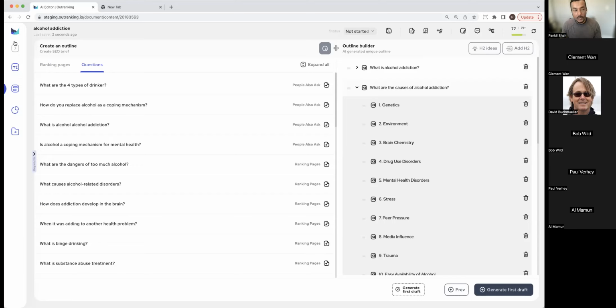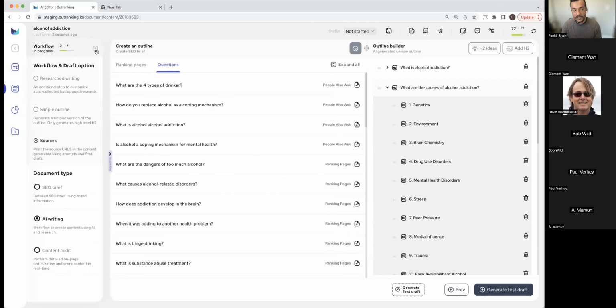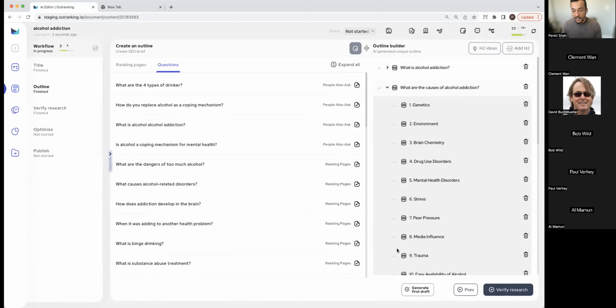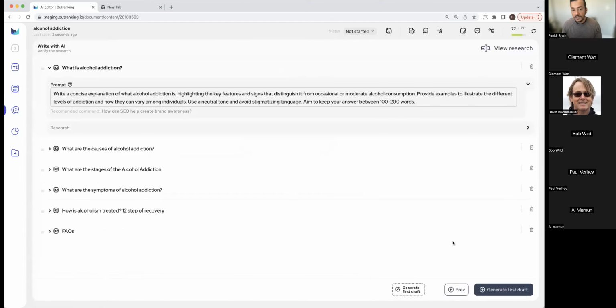All right, so now I will show an advanced feature that is not enabled by default. Let's go to research writing, and then I will go to verify research. Since I've already generated the draft, it's done the research and all of this in the background already. But you will see that we automatically build out a prompt for each of the sections in the background before generating the task.